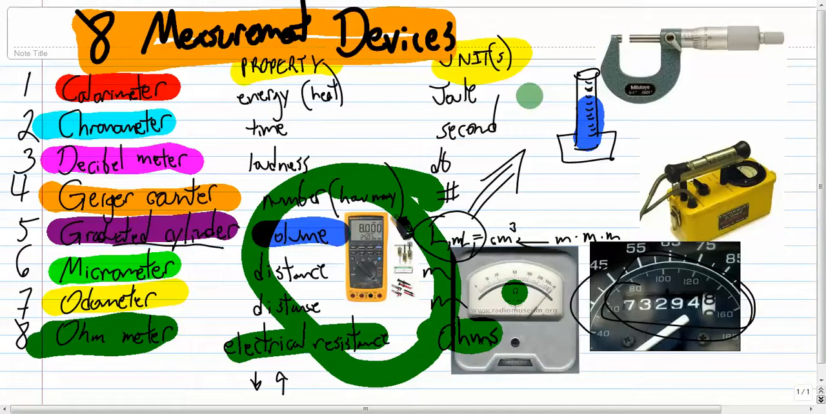So there is video 2 of 3. There's 8 more measurement devices, device, property, and units.